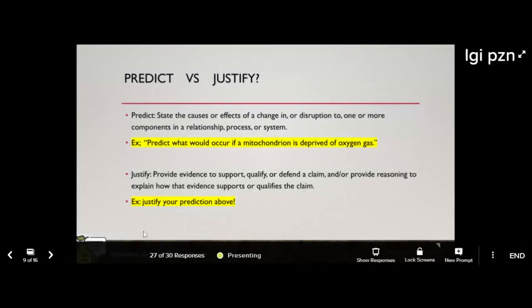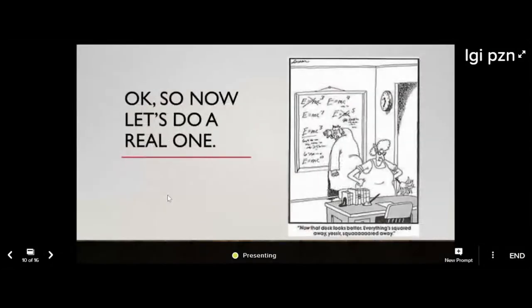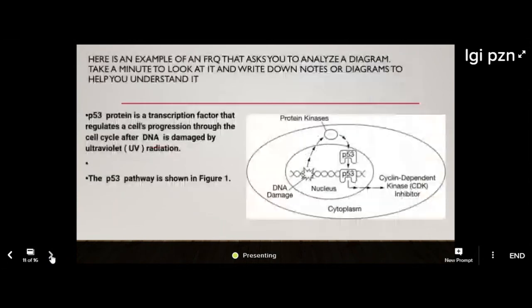All right, good. Okay, let's do a real one now. Actually, I love this cartoon. Wonder where Einstein got his inspiration from.